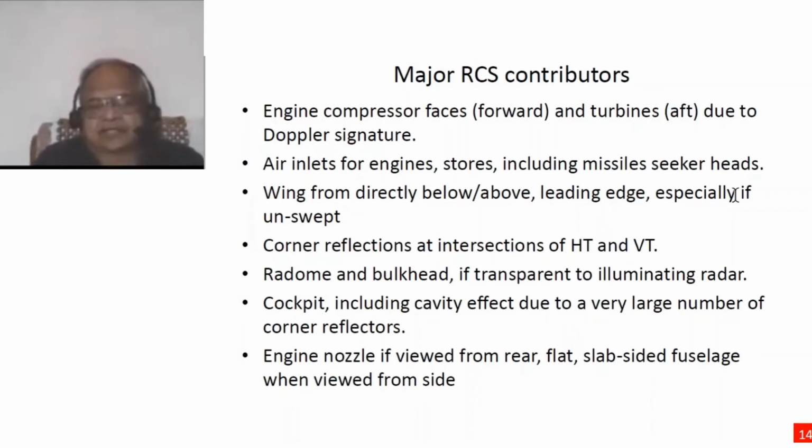Corner reflections at intersections of horizontal tail and vertical tail are very, very crucial. That's the reason, as I mentioned earlier, some of the modern fighter planes have vertical tails which are canted. Canted meaning they are not parallel and they are facing in different directions. I think they have a picture somewhere. We'll see that. Radome and bulkhead, if transparent to illuminating radar.